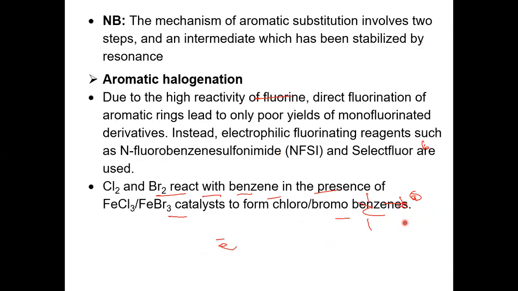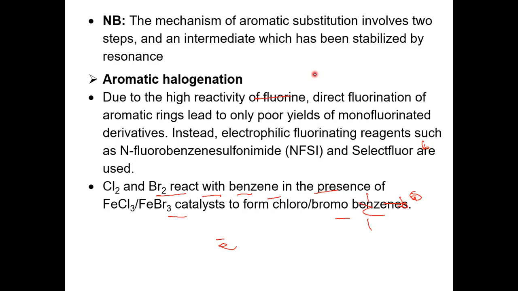Now, we should note that the mechanism of aromatic substitution involves two steps and an intermediate, which has been stabilized by resonance. So the reaction is always two steps, right? The first one being the rate determining step, the second one being the restoration of what? The aromaticity. Good. Now, we should also note that the intermediate formed is what? Stabilized by resonance. Good.